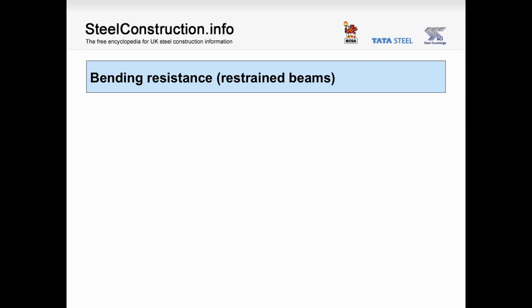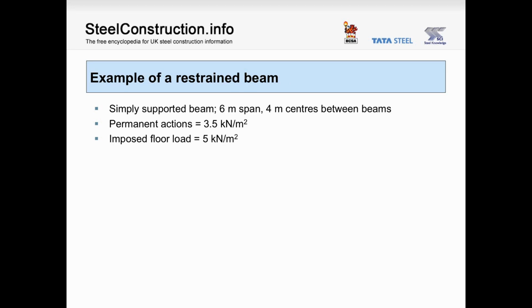Moving on then to the bending resistance of a restrained beam. Again, we need to classify, then we can check the cross-sectional resistance in bending. That may be reduced because of the effect of shear, so that needs to be checked, and then we need to calculate the deflection. Here then is a numerical example.